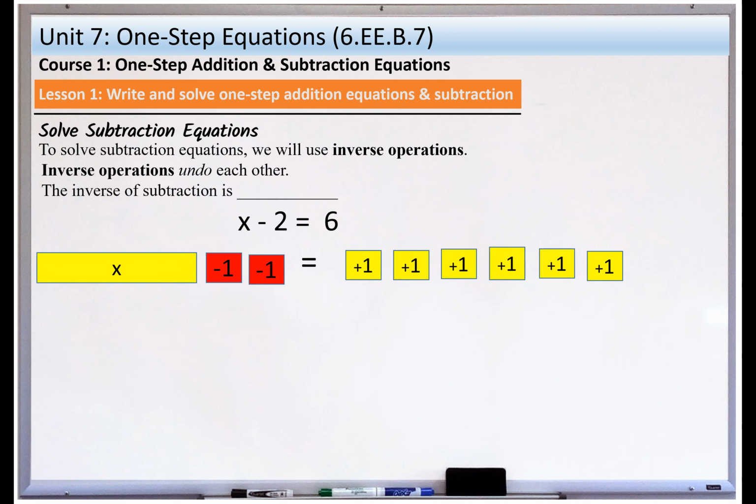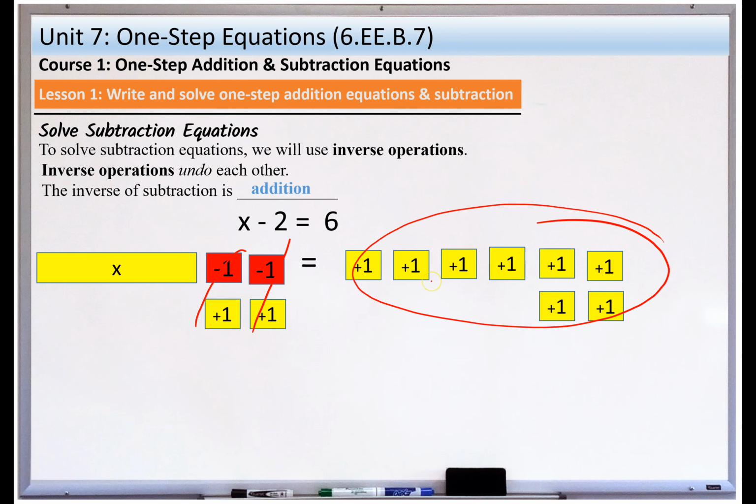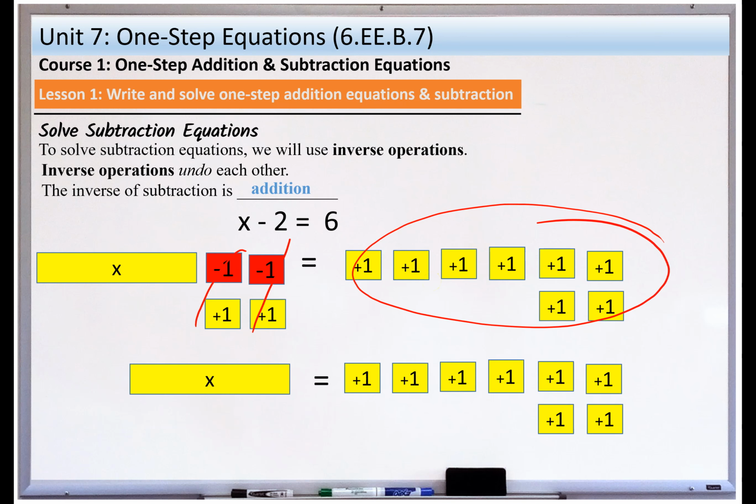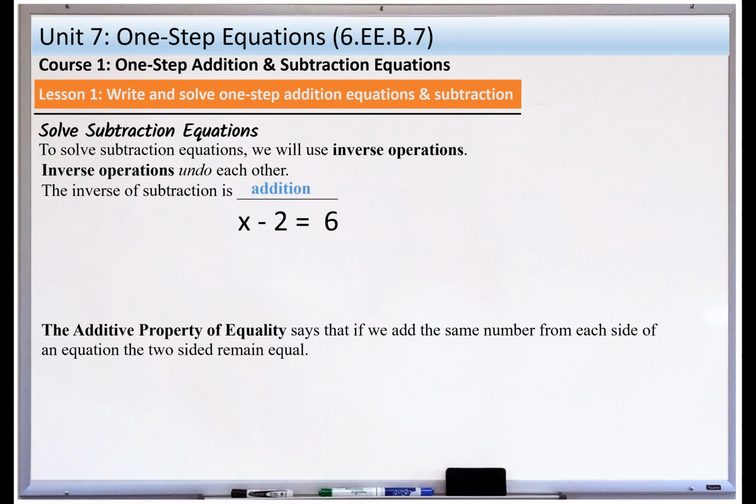So what's my inverse operation of subtraction? It's addition. So if I had x minus 2 equals 6, the inverse of subtracting 2 would be adding 2, but I must do it to both sides. These 2 would cancel out. There's no cancellation here because they're all positive. x equals 8. But again, we can't draw pictures all the time, so we just add 2 to both sides. x equals 8. Just like the subtraction property of equality, we have the addition property of equality, where if we add the same number to both sides, then the 2 sides remain equal.